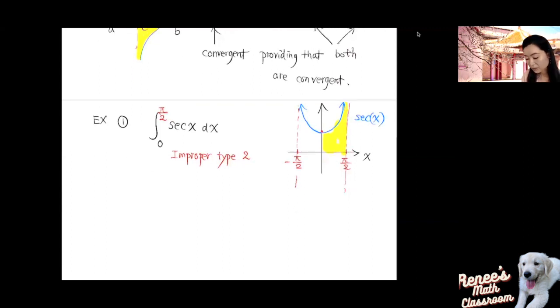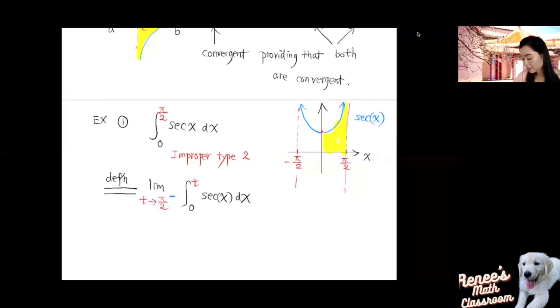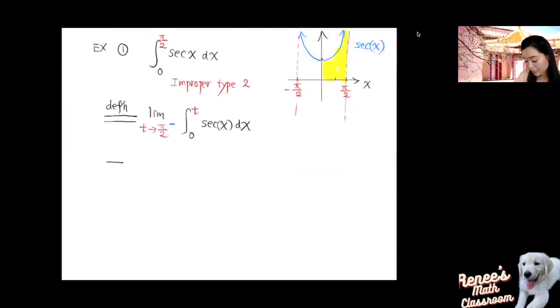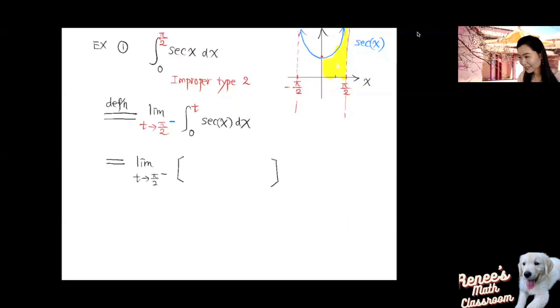You have a vertical asymptote here when x equals pi over 2. So we're going to use the definition. We replace this pi over 2 by t, where t represents any real number between 0 and pi over 2, between the lower and upper limit. Then that will be proper. Then we let t go to pi over 2 from the left side. Now, do any of you remember the antiderivative of secant of x? It is ln of the absolute value of secant x plus tangent x, where x goes from 0 to t.